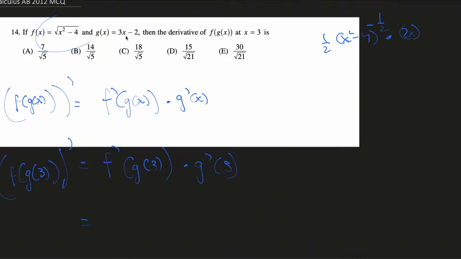3 times 3 is 9, and 9 minus 2 is 7, sorry. So this is 7. So I just plugged in a 3 here, multiplied by g prime of 3. And if we solve for g prime, it is just 3. So this would be 3 here.